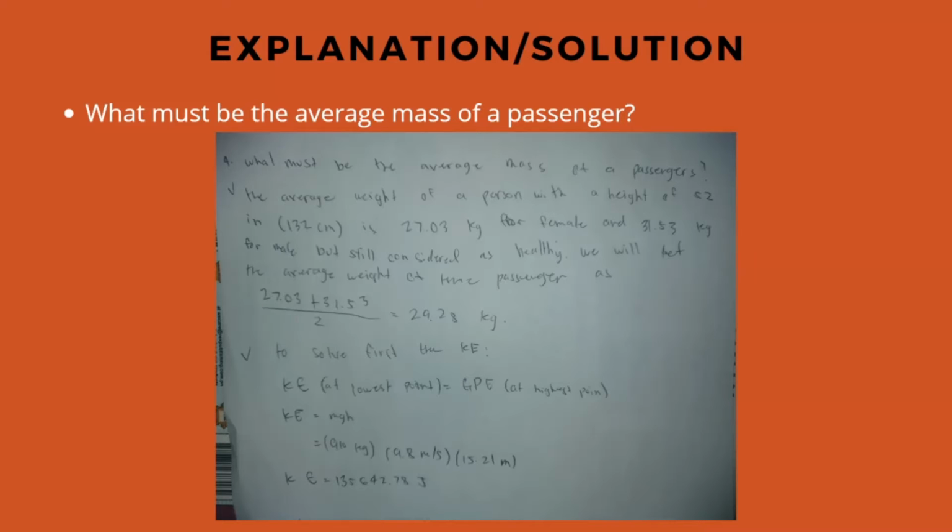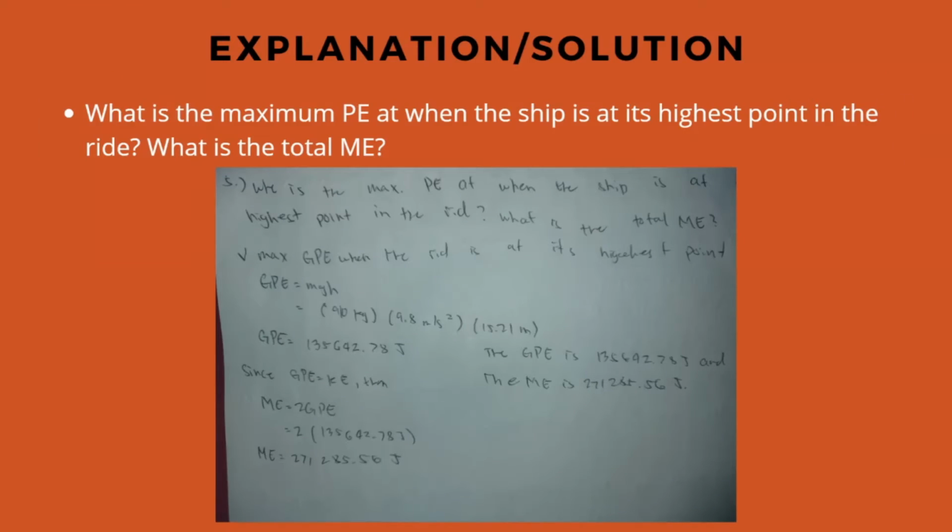To solve first, the kinetic energy at the lowest point is equal to the potential energy at the highest point. So KE is equal to mgh, and it is equal to 910 kilograms times 9.8 meters per second squared times 15.21 meters. So kinetic energy is equal to 135,642.78 J.